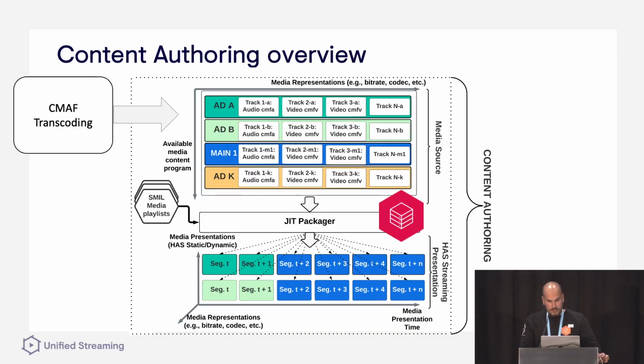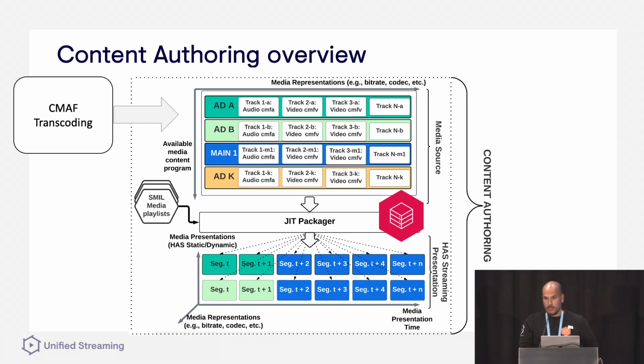So with regards to the authoring, it's basically two steps. First, the content is offline transcoded to single tracks for each representation or rendition. Then we use a just-in-time packager, which is based on our solution from Unified Streaming using Unified Origin. And we can use a SMIL playlist to make a customized playlist.